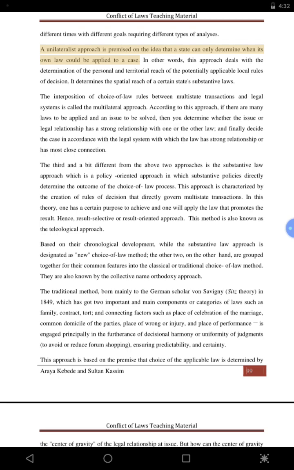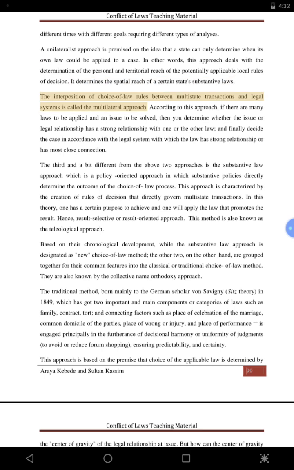A unilateralist approach is premised on the idea that a state can only determine when its own law could be applied to a case. In other words, this approach deals with the determination of the personal and territorial reach of the potentially applicable local rules of decision. It determines the spatial reach of a certain state's substantive laws.